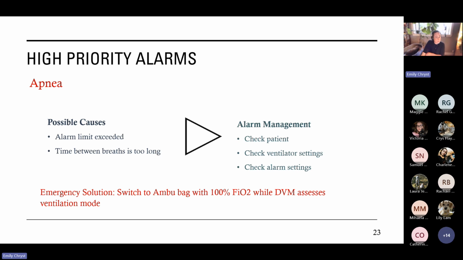We also might check our alarm settings and make sure that they're set appropriately. Again, changing these is going to be at the discretion of your criticalist, not us, but something to check just in case. You know, if it's set for like 2 seconds, that's a little bit excessive, right? We might change that to 15 or 20. In an emergency, you're going to notice the theme here, switch to an ambu bag with 100% FiO2 and allow the DVM to assess the ventilation mode because that patient may have failed our challenge or our weaning attempt.